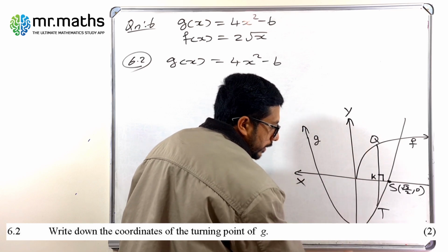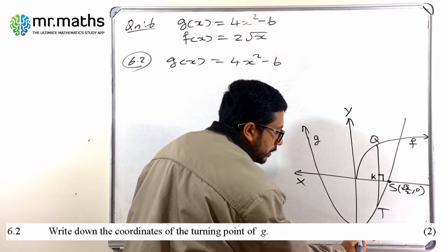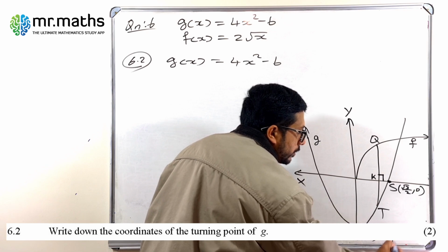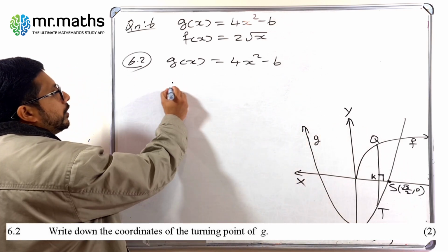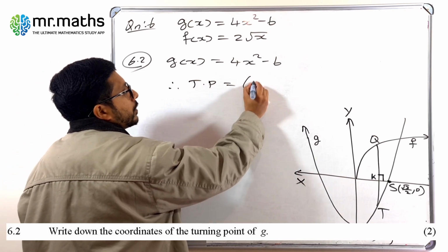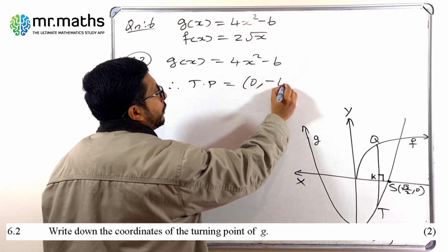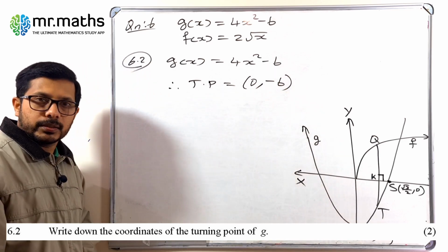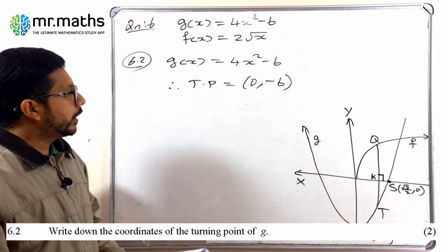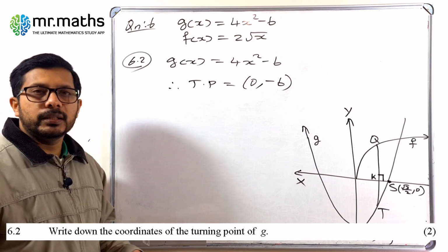So this is the y-axis. So what is the value of x? 0. And what is the y value? It is minus 6. So what is the coordinate of the turning point? Therefore the turning point is 0 comma minus 6, x value 0 and y value minus 6.